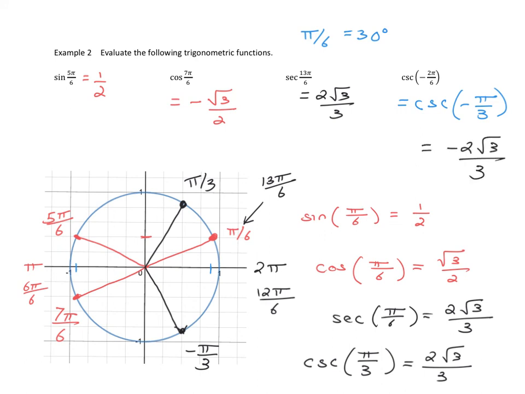So the thing I'm using to reason this out is, when I see cosecant, I'm really thinking, I know it's the reciprocal of sine. So therefore, if sine is negative down here, well then its reciprocal would have to be negative as well.